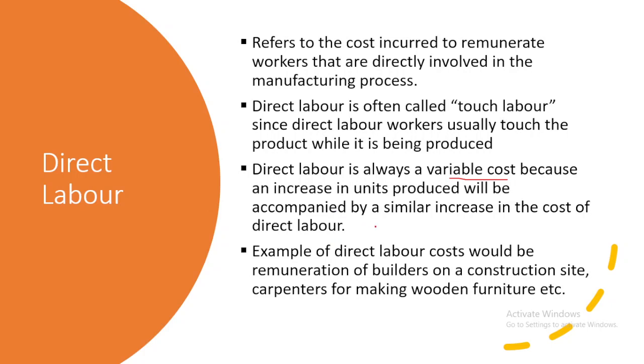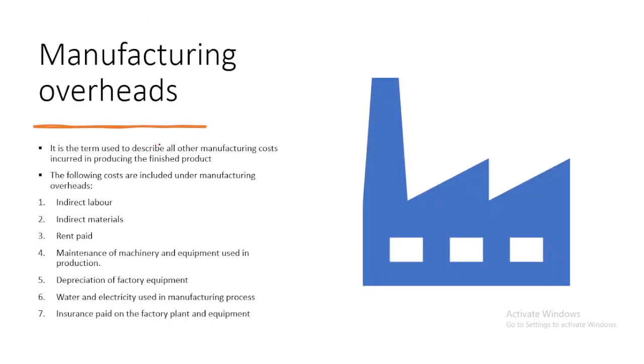So if this person is the one involved in producing this product, if you produce one product, we are going to pay him a certain rate for producing that product. The higher the number of units, the higher the payout will be, and the lesser the number of units, the lesser the payout will be for this person. So this also becomes a variable cost because most of the time it varies with the number of units produced. An example of direct labor cost will be the remuneration of the builder on a construction site, or a carpenter making wooden furniture. And then we've got manufacturing overhead.